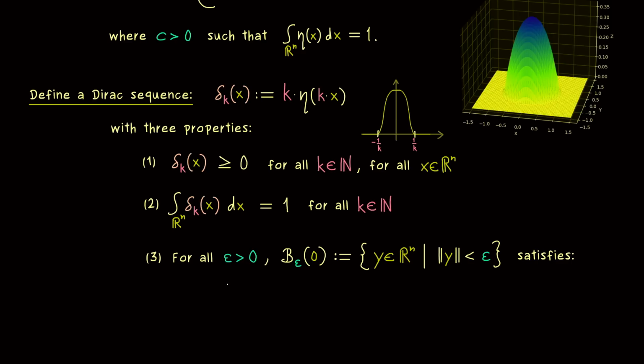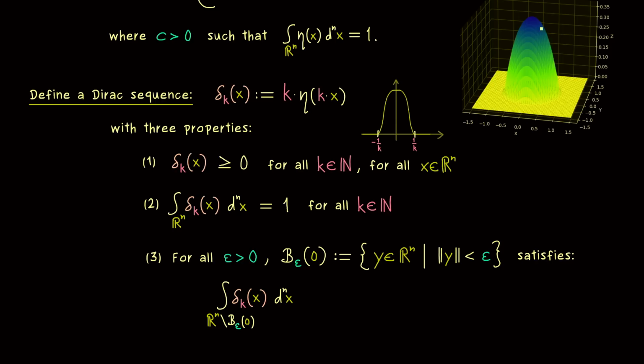And there we can consider the integral over delta_k. Actually, the better way is to look at the complement of this epsilon ball. So we integrate over everything except the small neighborhood around the origin. And please don't forget, all the integrals we consider here are n-dimensional integrals. And here the picture already tells us everything.